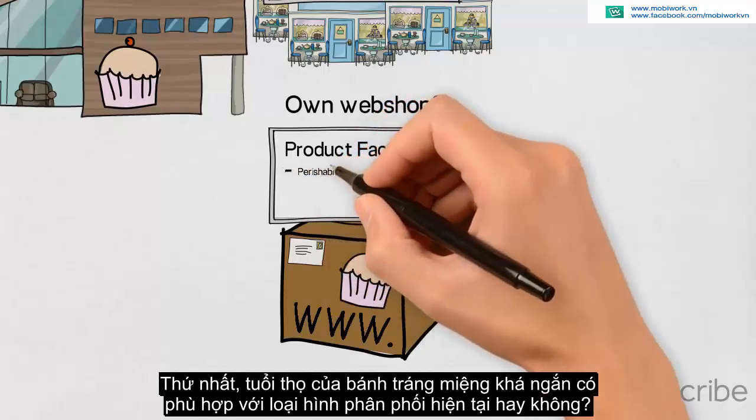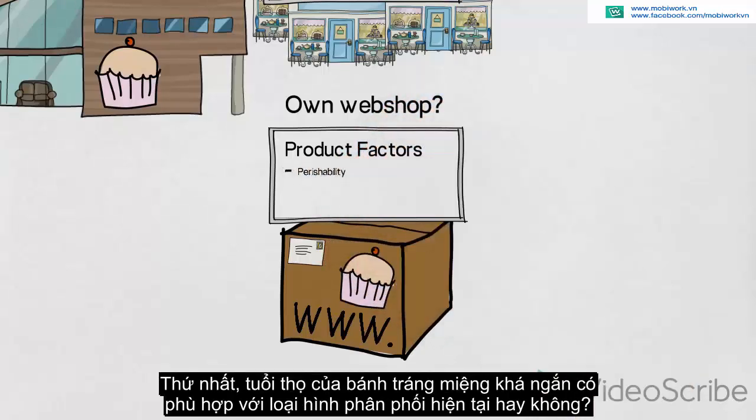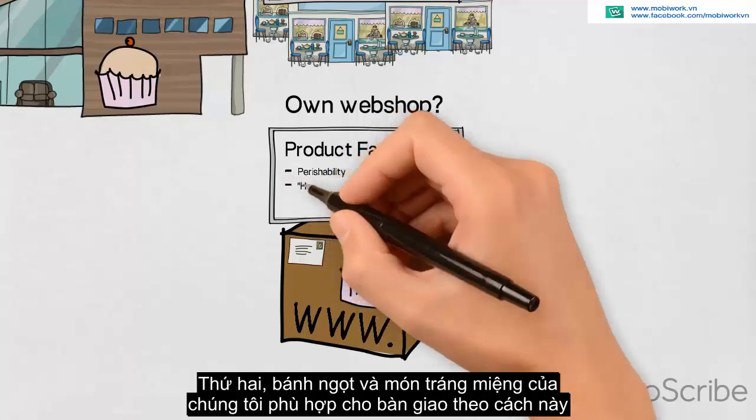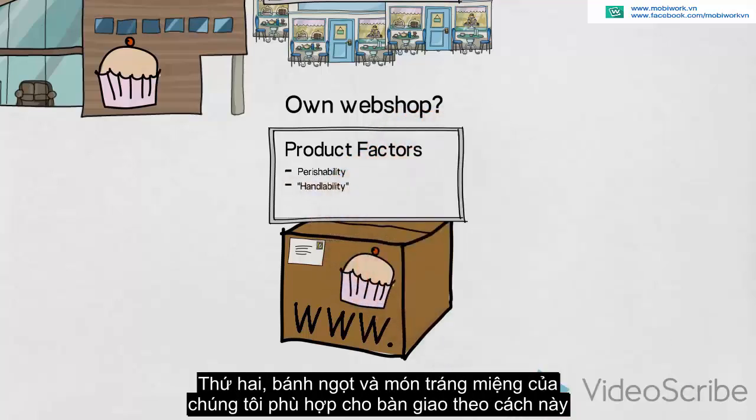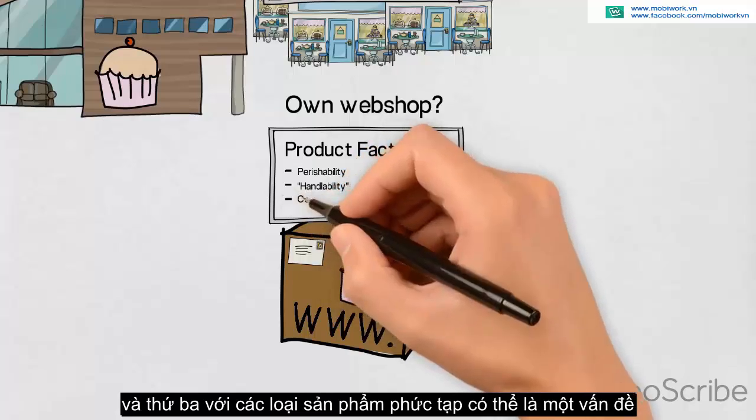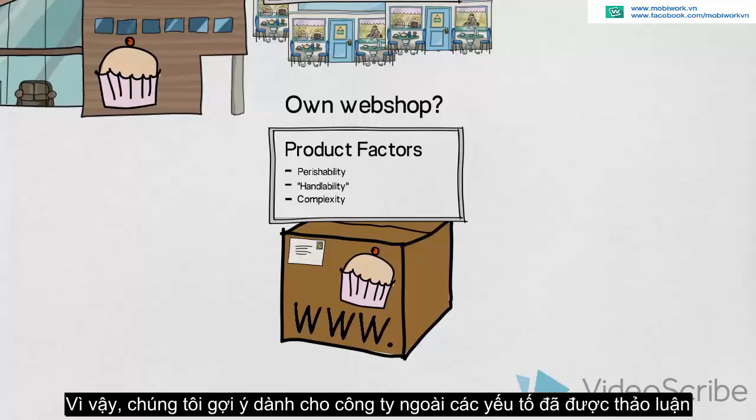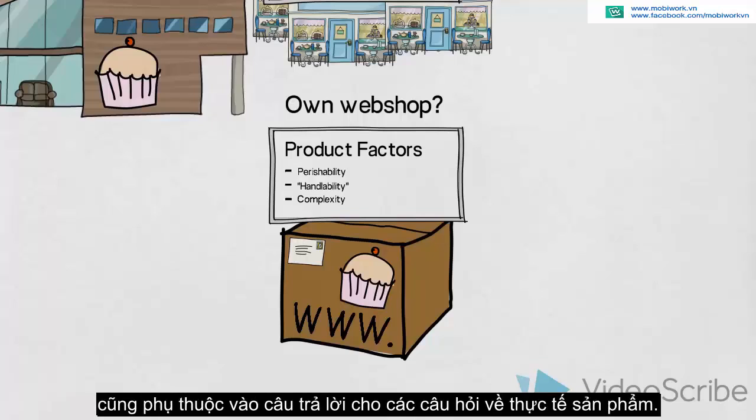Firstly, does the perishability, the fairly short shelf life of a cake or dessert, suit this type of distribution? Would they be able to deliver the product while it's still edible? Would there be ways of overcoming this obstacle? Secondly, are cakes and desserts suitable for handling in this way? And thirdly, with other types of products, complexity could be an issue. So our recommendation for this company would, in addition to the factors already discussed, also depend on the answers to the questions about the actual products.